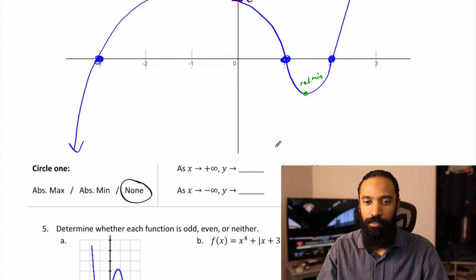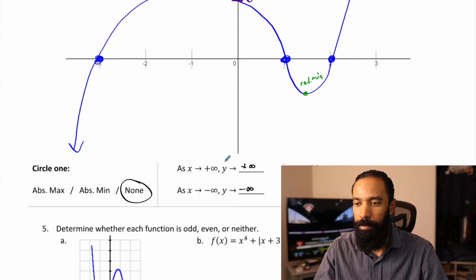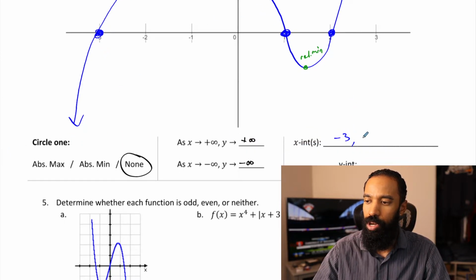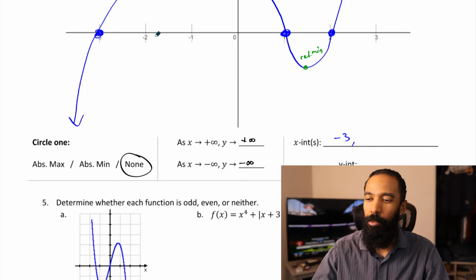As x approaches positive infinity, so does y. We go right and up forever, finish up, and we start down, left and down right there, negative infinity. The x-intercepts we established were negative 3, 1, and 2. I was going to put a negative. No multiplicities.